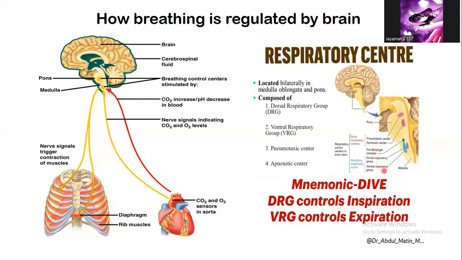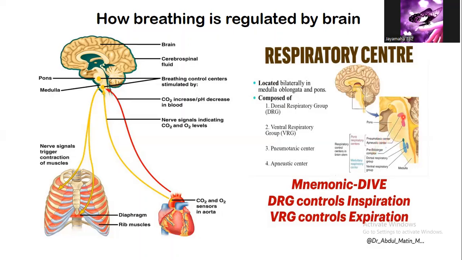Here you can see the ventral respiratory group, called the VRG. It is also situated in the medulla oblongata. It's mainly responsible for forceful expiration and can assist in inspiration when necessary. It activates your internal intercostal muscles and abdominal muscles during active breathing.